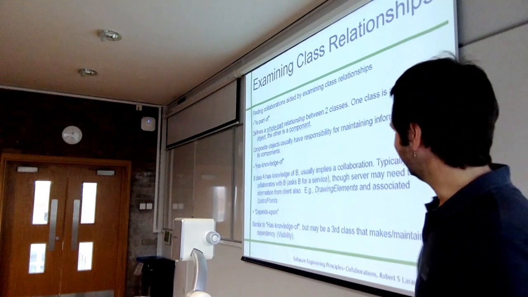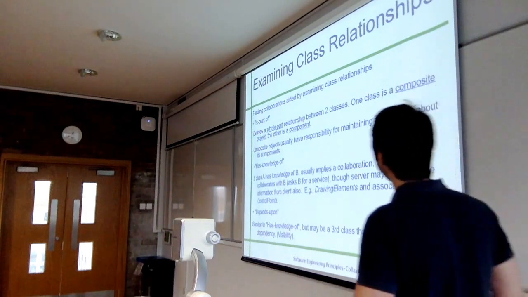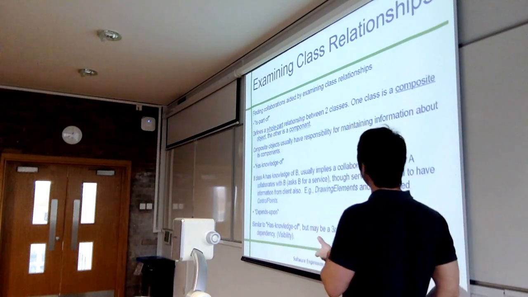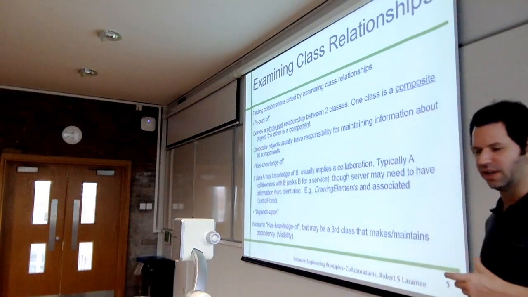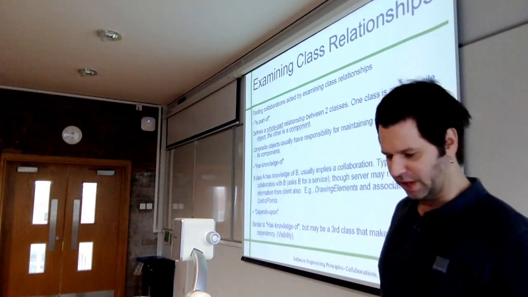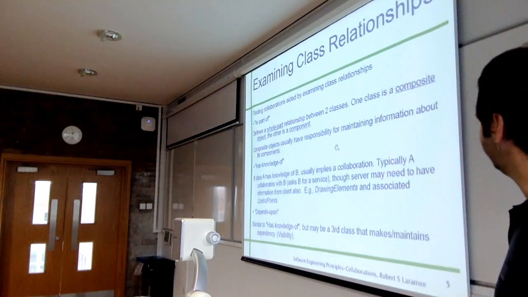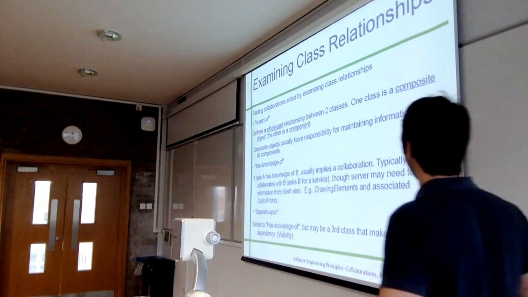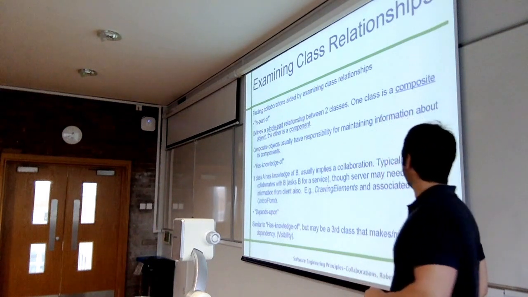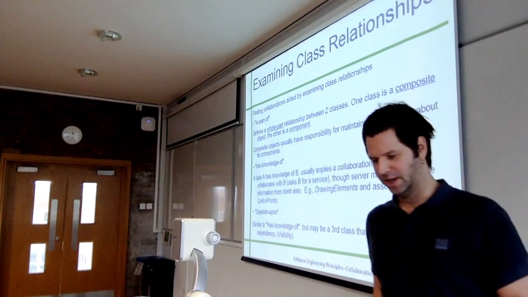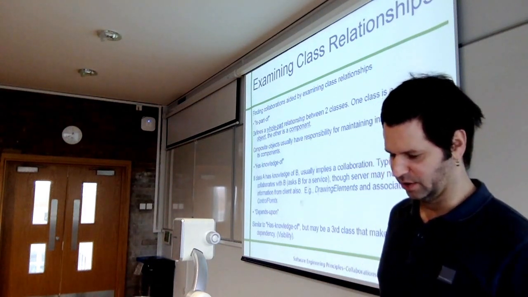Has knowledge of is another kind of relationship that corresponds to a collaboration. So if a class A has knowledge of B, it usually implies a collaboration. Typically A collaborates with B or asks for a service through a server, though a server may need to have information from the client as well.